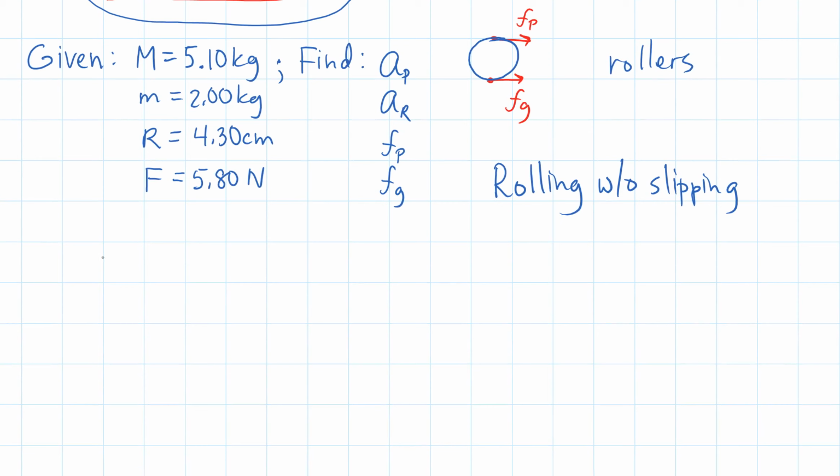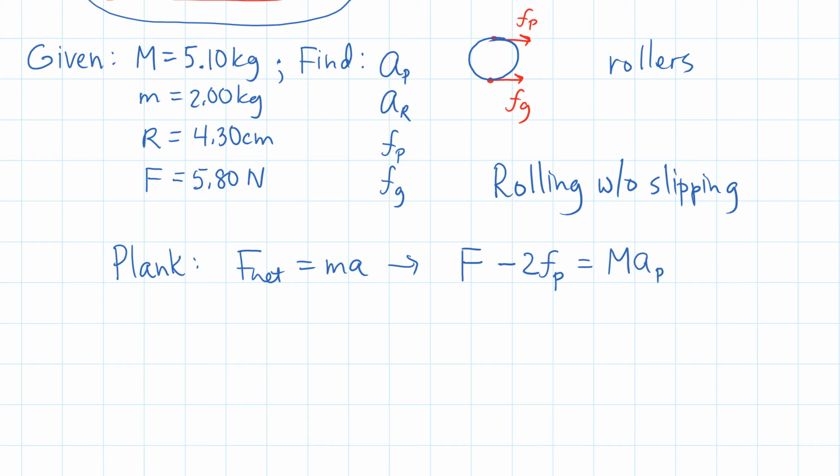So for the plank, we have that the net force is equal to ma in the x direction, and this turns into the given force minus 2 times the frictional force is equal to the mass of the plank times the acceleration of the plank. Then we can look at one roller, and applying F net equals ma to a roller, we get F plank plus F ground equals mass of the roller times acceleration of the roller.